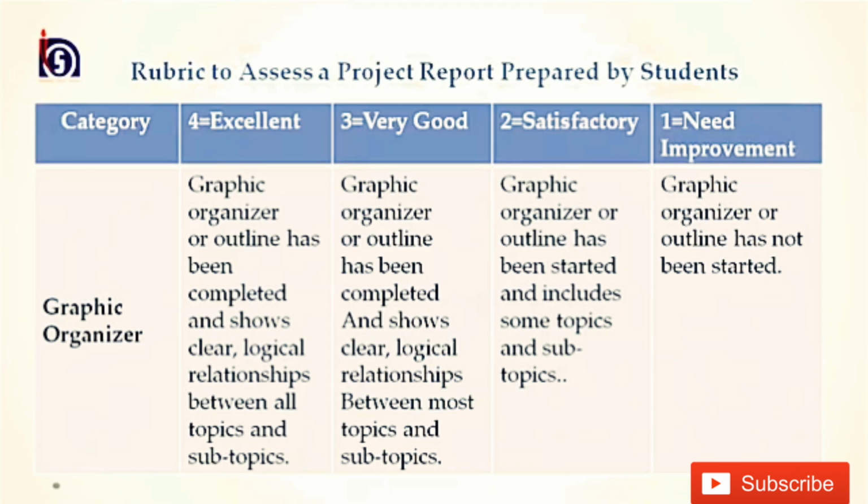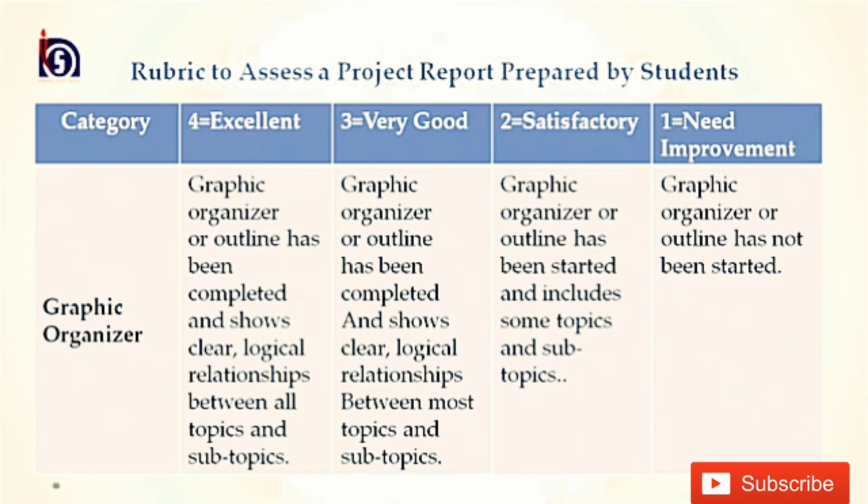Moving on to the next category, which is graphic organizer, that is, what kind of pictures and graphics have been used in the assignment and whether those are relevant or not. So 4 would be given to a student in whose assignment graphic organizers or outlines have been completed and show clear logical relationship between all topics and subtopics.